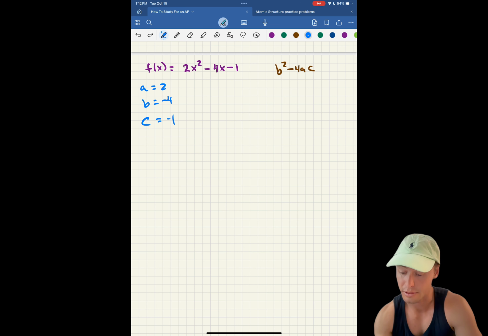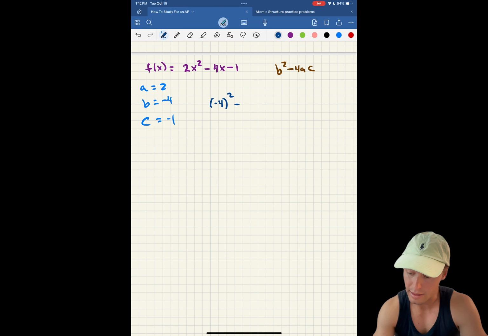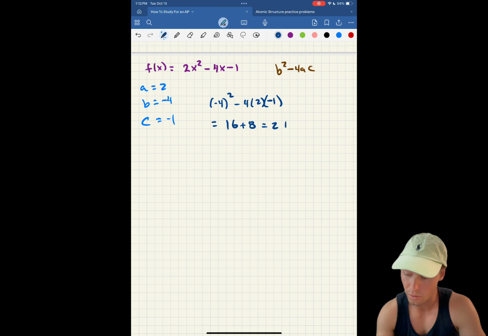So applying the discriminant, I get that b squared minus 4ac would be negative 4 squared minus 4 times 2 times negative 1, which is 16. Negative 4 times 2 is negative 8. Negative 8 times negative 1 is positive 8. 16 plus 8 is 24.